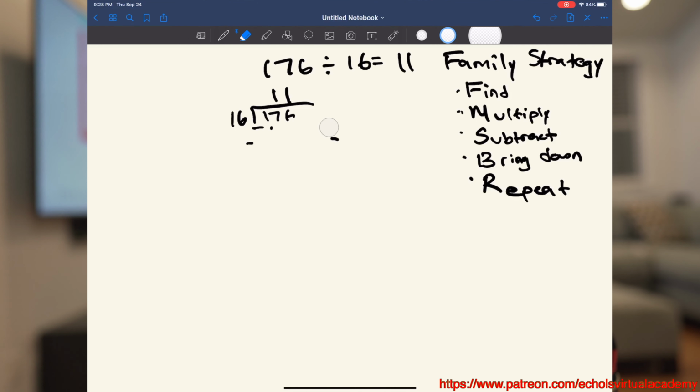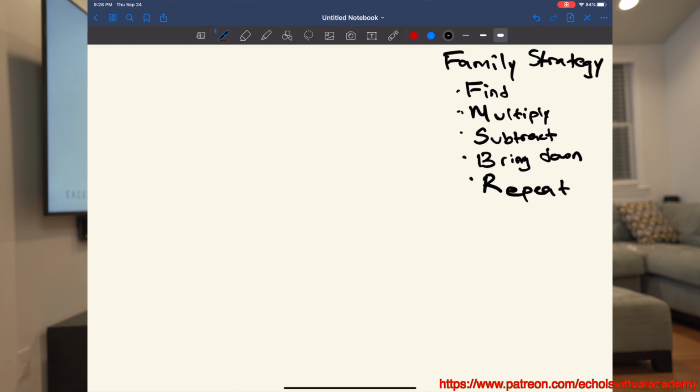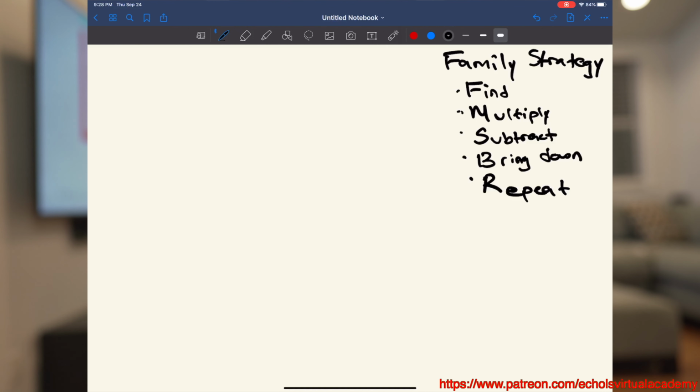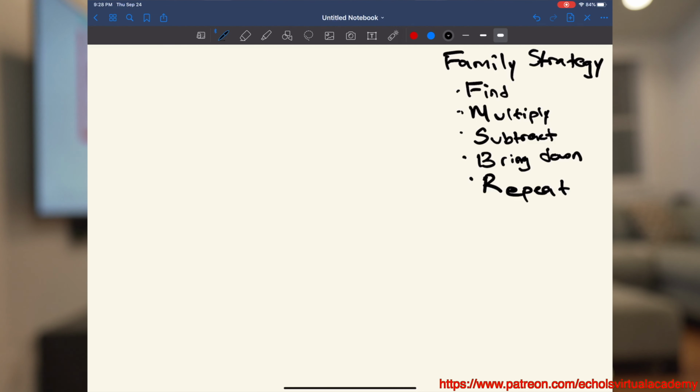All right, let's take a look at one more problem, but this time we're going to use some numbers that are a little bit bigger. Let's look at how many times can 24 go into 4,704? So that's 4,704 divided by 24. Okay, now we're dealing with some big boy numbers.